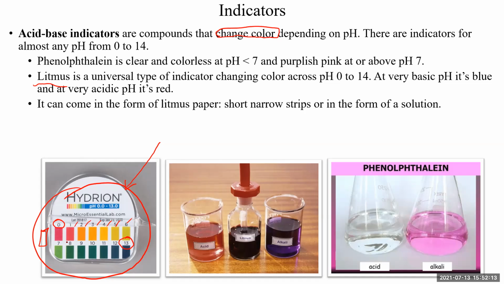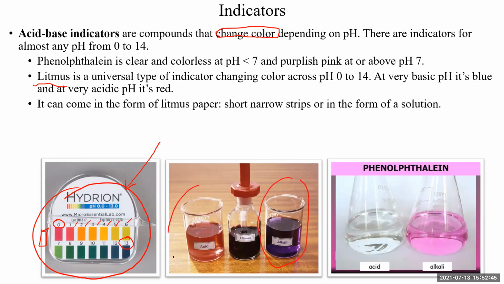Make sure you remember, litmus is always reddish to pinkish at the most acidic ranges, and it's always bluish to maybe bluish purple at the most basic ranges. In between, it ranges from orange to yellow to green. Even if you don't remember the middle ranges, just remember the extremes. Red for acidic and blue for basic, B for basic, blue for basic, for litmus paper or litmus solution.